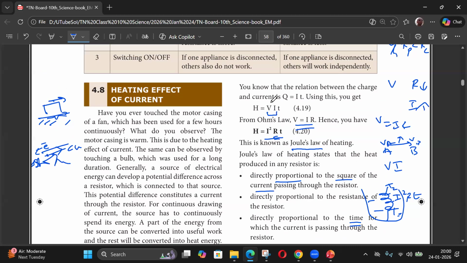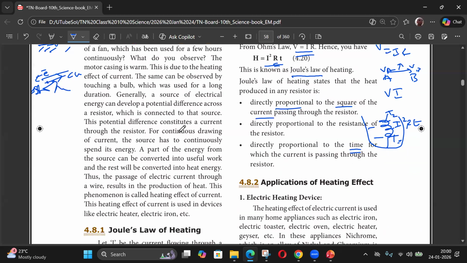In 1 second, the amount of heat transfer is V into I. So if you run for 5 minutes, it will be 5 into 60 seconds. That into VI is the energy transfer.